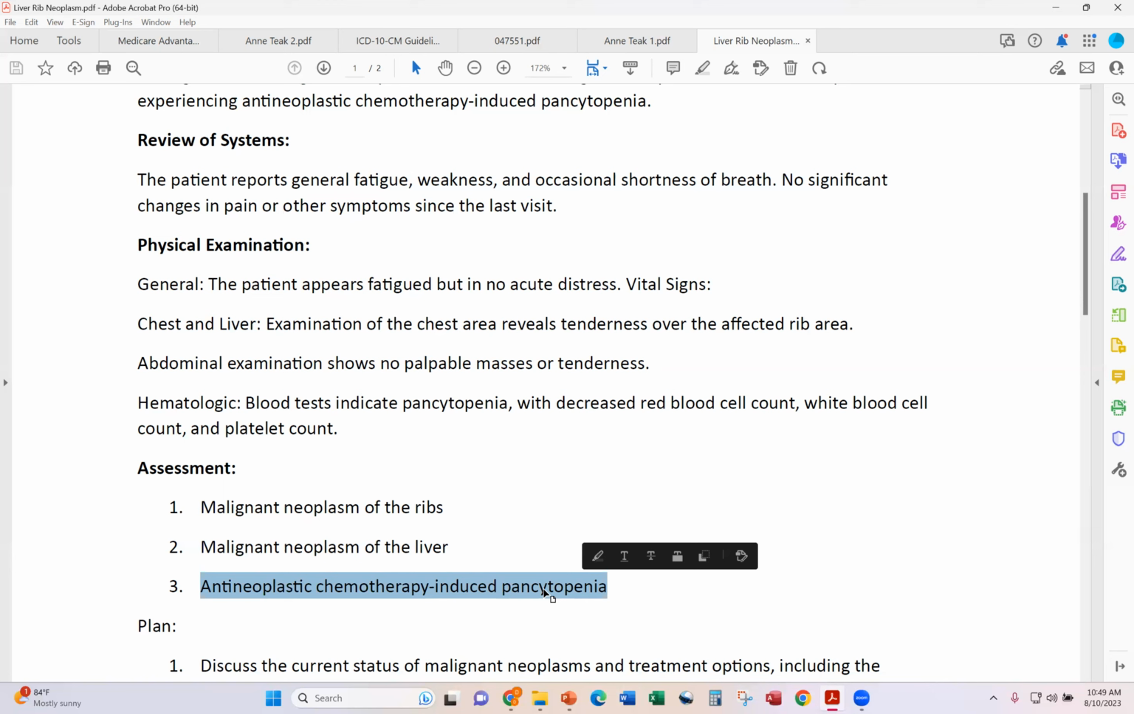But this particular code has mapped, and it's going away in V28. So that's why I threw it in here.